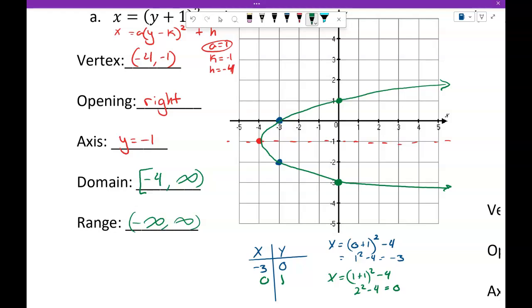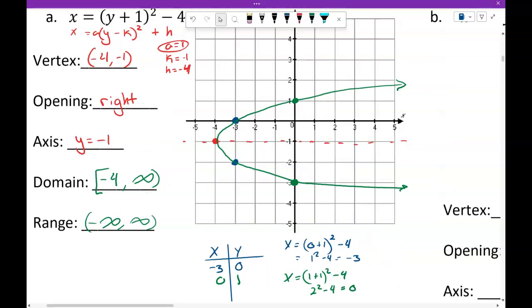And so you'll notice how domain and range have kind of switched their relationship. With the vertical parabola, domain is all real numbers, and the range is based on the vertex. That relationship switches when we change to a y-squared parabola instead.